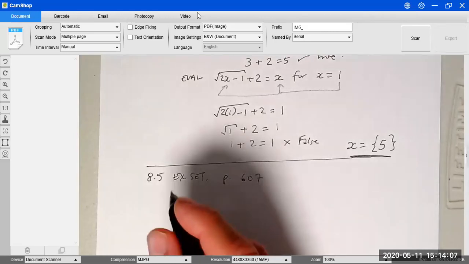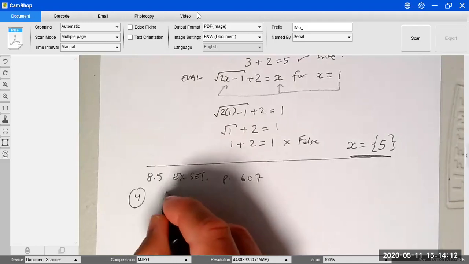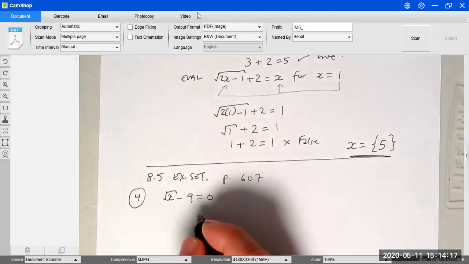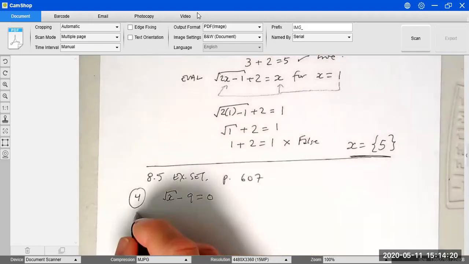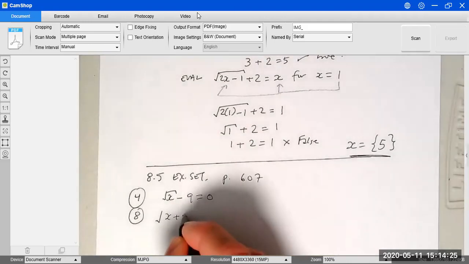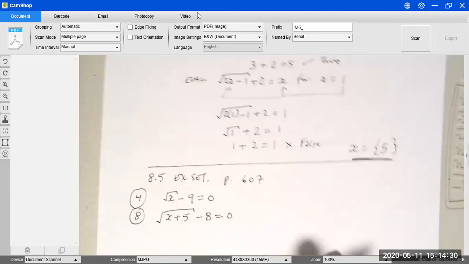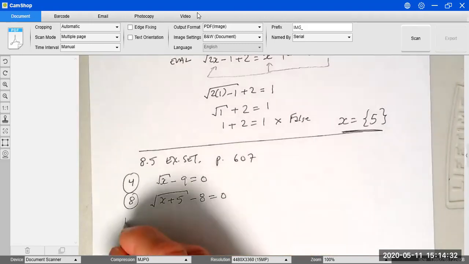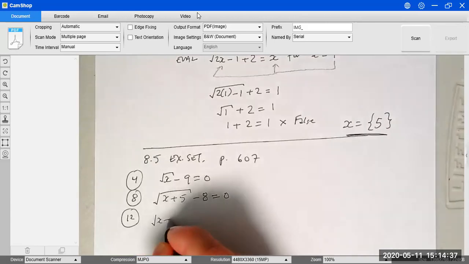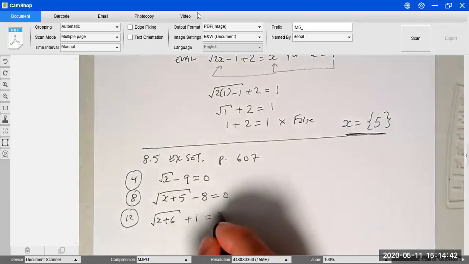You're going to start with problem 4, and that's the square root of x minus 9 equals 0. Then we have problem 8. Problem 8 is the square root of x plus 5 minus 8 equals 0. Then we have problem 12. Problem 12 is the square root of x plus 6 plus 1 equals 3.